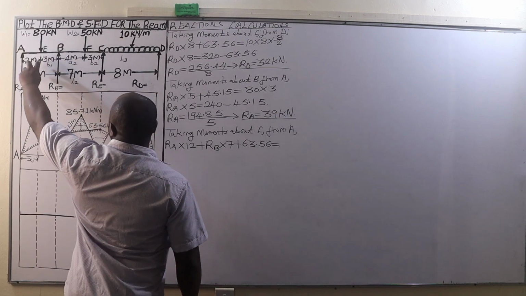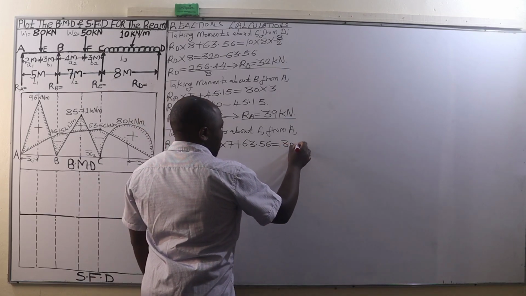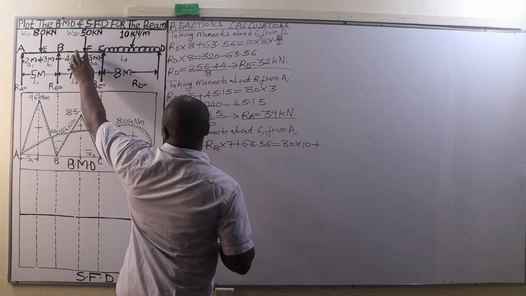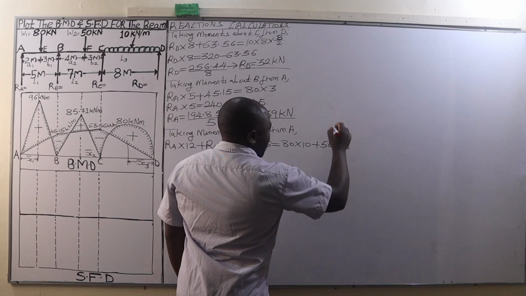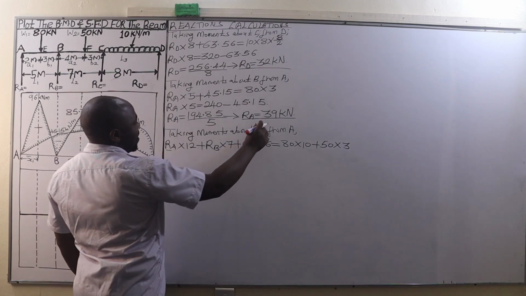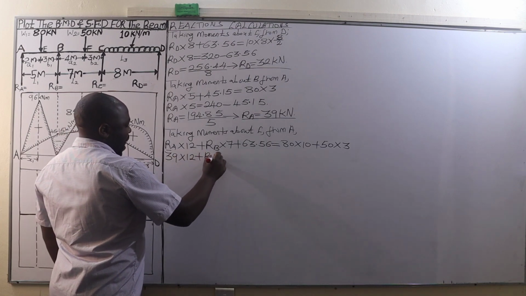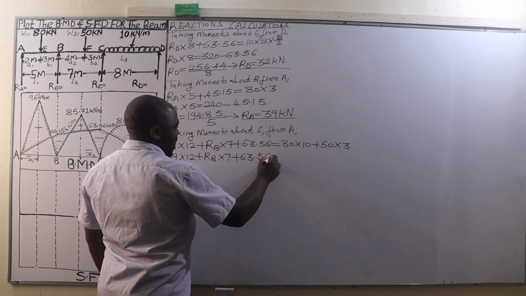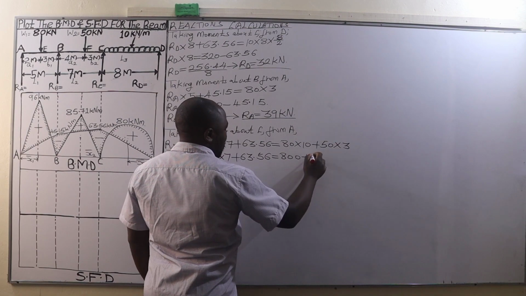63.56 is equal to the following anti-clockwise moments. We have 80 times the distance from E to C, which is 3 plus 7, that is 10 meters. Therefore, 80 times 10, plus at F we have 50 kilonewtons times the distance from F to C, which is 3 meters, therefore plus 50 times 3. And this is going to give us a reaction at A, which we have as 39 kilonewtons. Therefore, that is 39 times 12 plus RB times 7 plus 63.56 being equal to 80 times 10, that is 800, plus 50 times 3, that is 150.